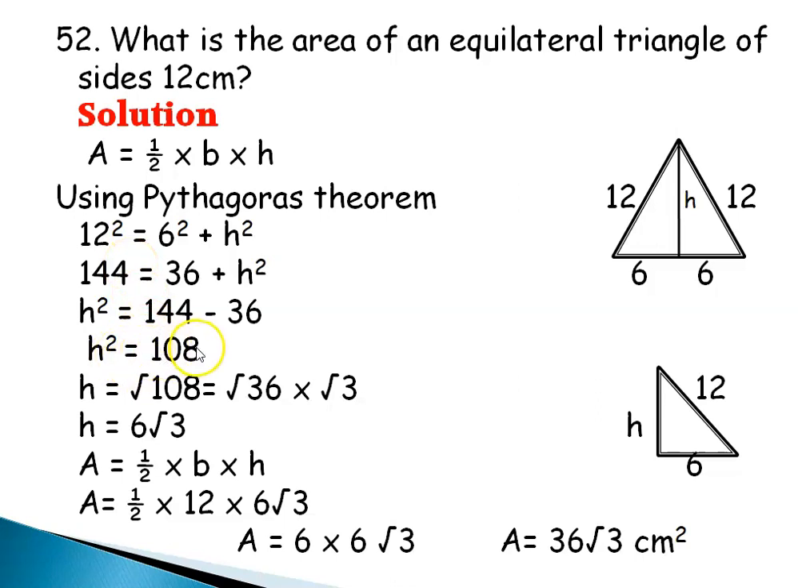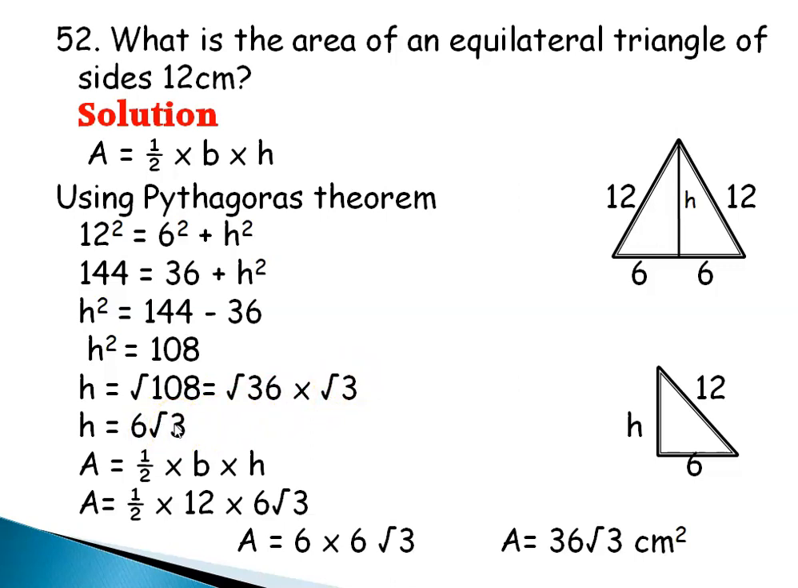H squared is 108. So to find my h, I'll find the square root of both sides. Square root of h squared is h, square root of 108. Because my answer is in surd form, I'm not going to leave my square root as a decimal. I can say 108 is the same thing as 36 times 3. So root 108 is root 36 times root 3, and I know root 36 to be 6, and I'll put my root 3. 6 root 3. So this is my height.